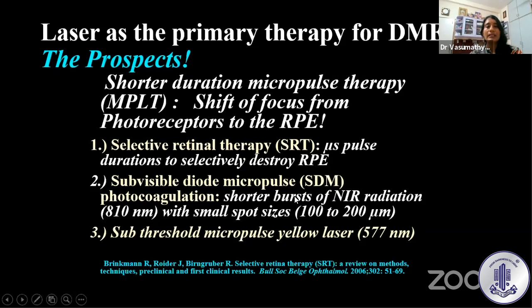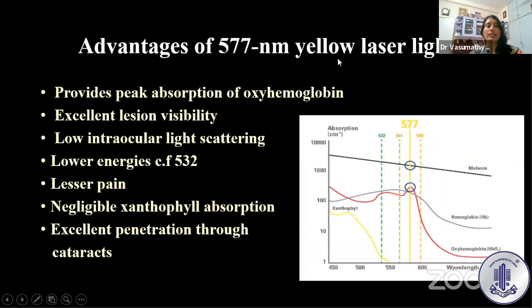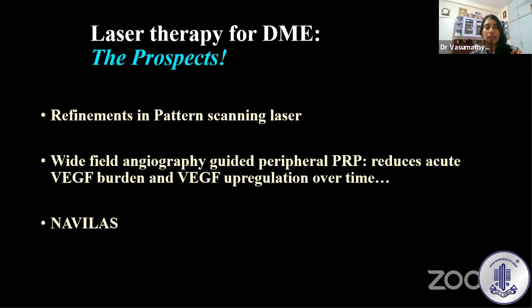And we have several prospects. The most interesting is the subthreshold micropulse yellow laser, which we've started employing with very good results. You can see that the laser marks will not be visible, but you can see beautiful resolution of the edema. The yellow laser especially provides peak absorption by oxyhemoglobin, negligible xanthophyll absorption, excellent penetration through cataracts with lesser pain, lower intraocular light scattering and lower energy. So it's a very good laser to use for diabetic macular edema.